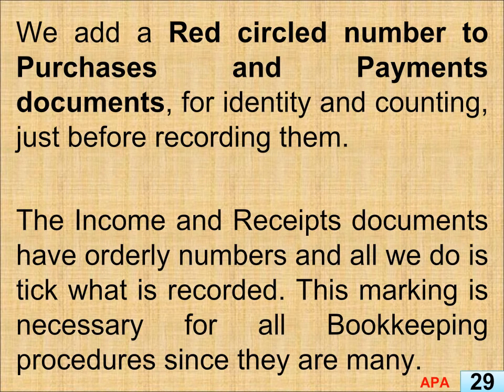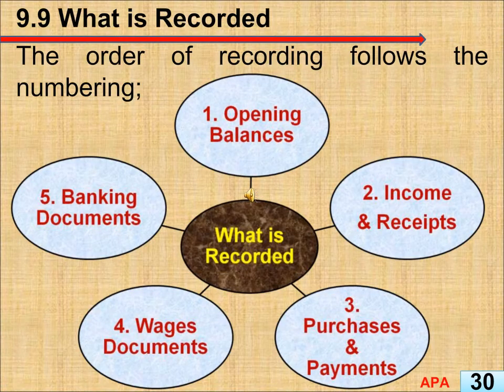We add a red circled number to purchases and payments documents, for identity and counting, just before recording them. The income and receipts documents have orderly numbers, and all we do is tick what is recorded. This marking is necessary for all bookkeeping procedures since they are many.